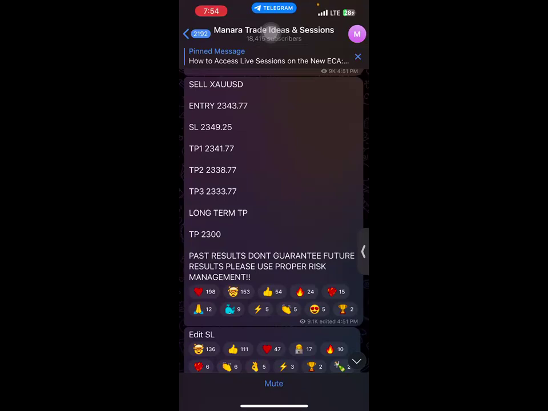Then we also have the TP. The TP is your take profit. This is when the market takes you out of the trade in profits. When the price gets to this particular place, you want to take your money, and you don't want to be in the market again. Once it hits your TP, it is going to take you out of the trade in profits.